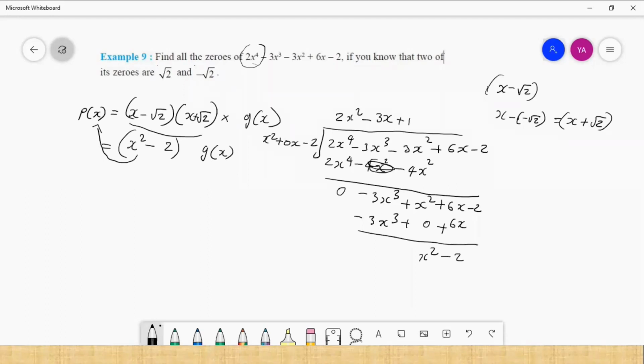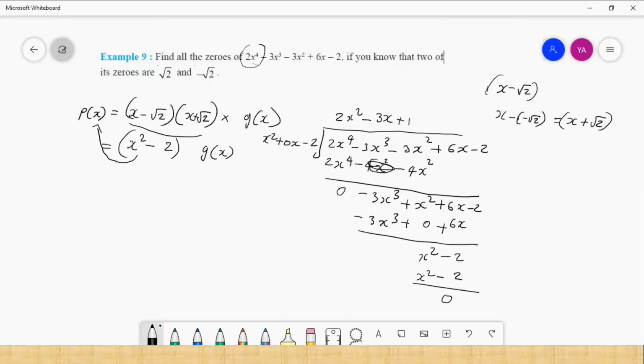So 1 into x square is x square. Then 1 into 0x is 0x. Then 1 into minus 2 is minus 2. Okay. Now subtract. What will be? 0. Okay. So we got the value of g of x as 2x square minus 3x plus 1.